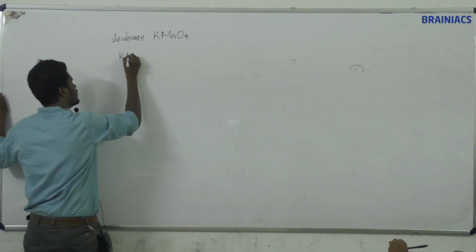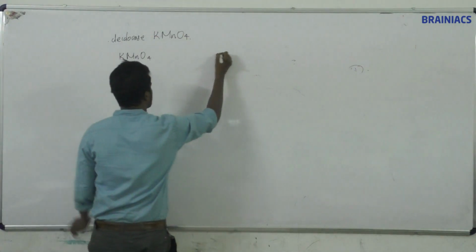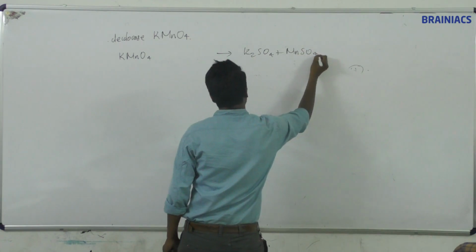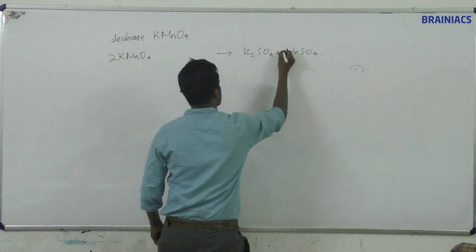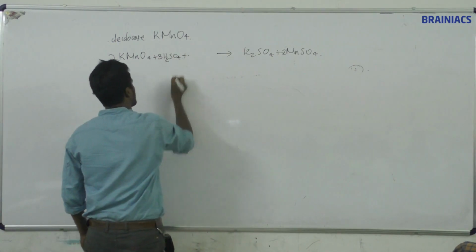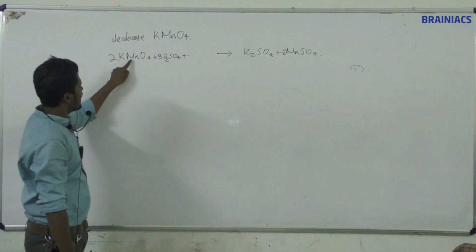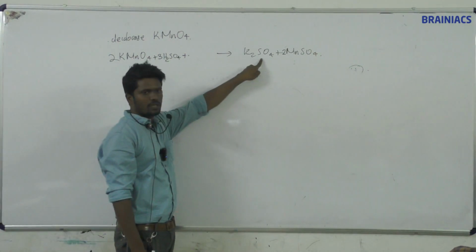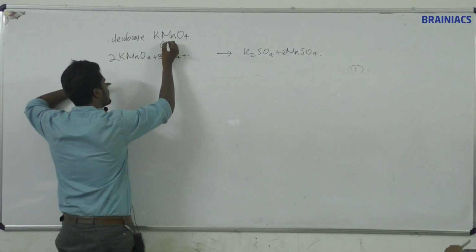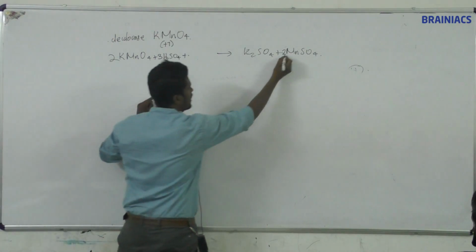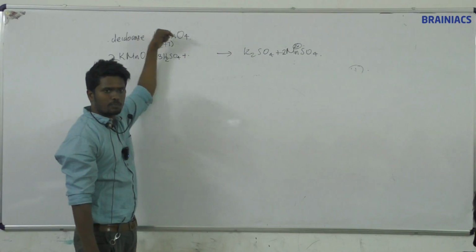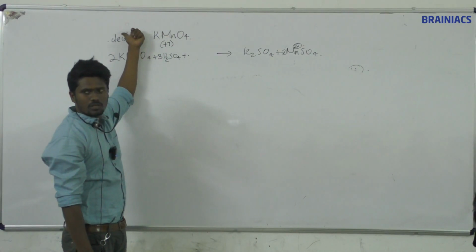KMnO4 is converted into K2SO4 and MnSO4. What is the oxidation state of manganese here? Plus 7, and it goes to plus 2. So it undergoes reduction in the presence of moist SO2.